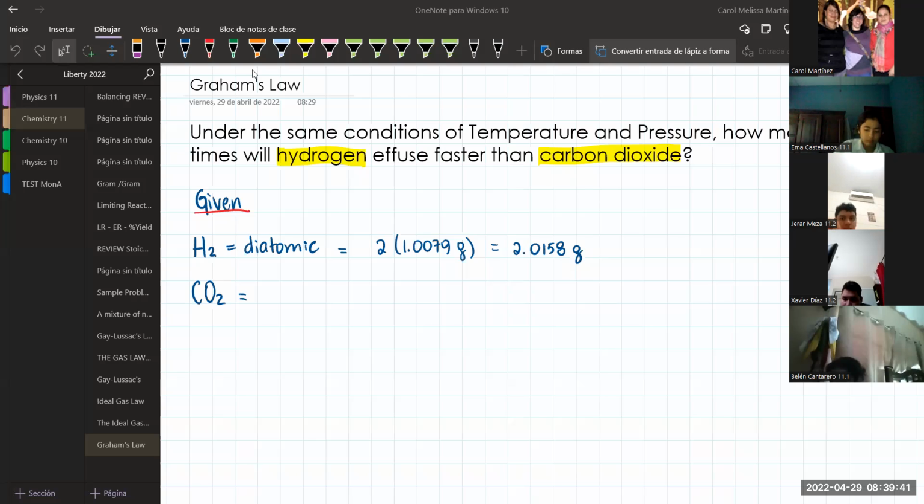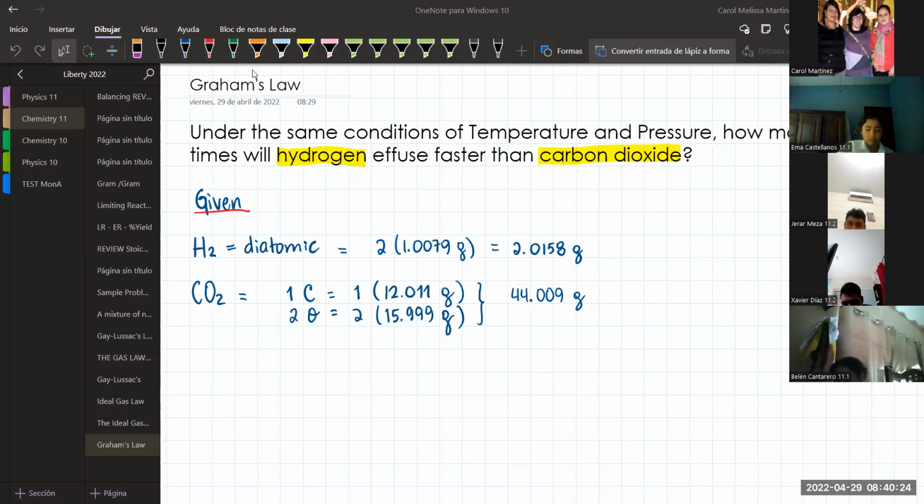For CO2, I have 1 carbon and 2 oxygens. Carbon is 12.011, and oxygen is 15.999 grams. So you need to get the molar mass of that. You can do it in a single step. Did you get the same molar mass as me? Well, hopefully you did.